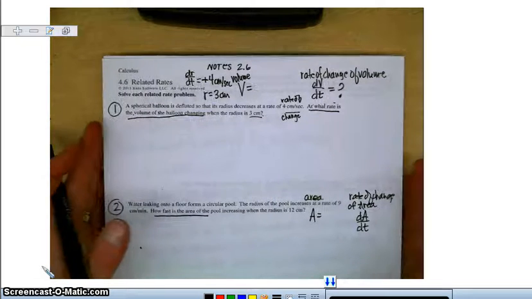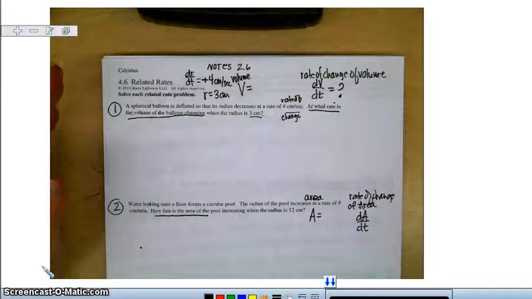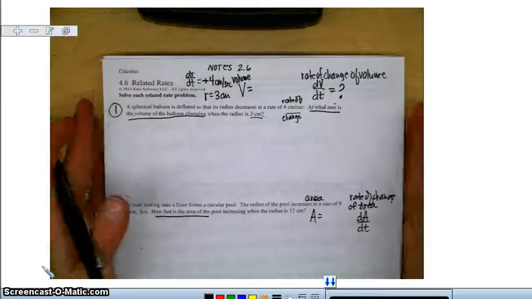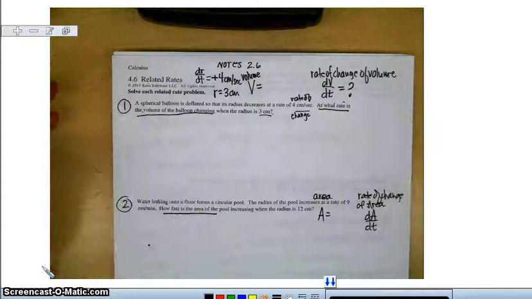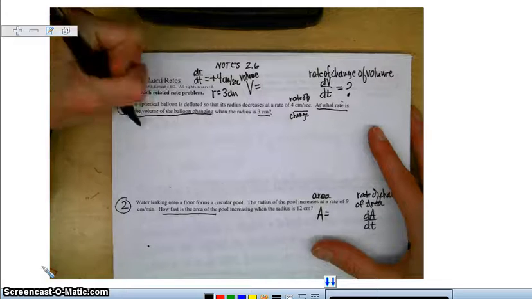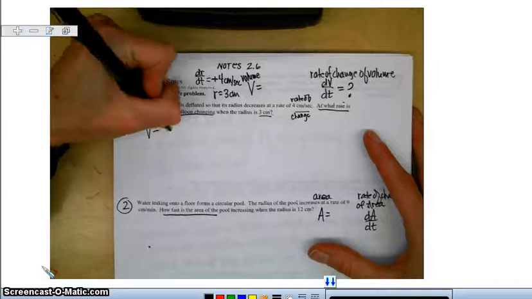Okay, so now we're on step 2. Write an equation involving the variables whose rates of change either are given or are to be determined. This is usually, not always, but in this case, the volume formula of a shape. What shape is this? A sphere. A sphere, it's a ball. So the volume of a ball, a volume of a balloon, volume of a sphere is 4/3 pi r cubed.